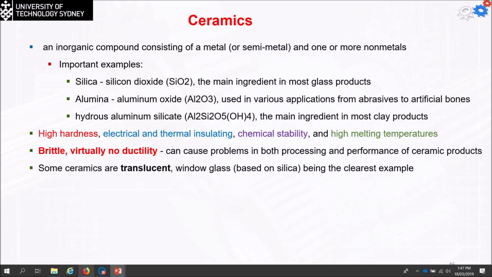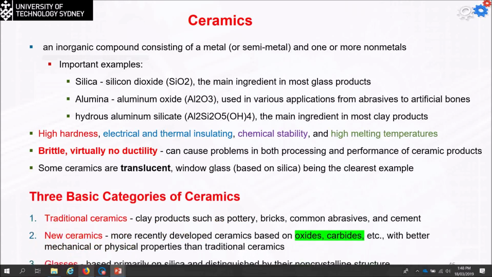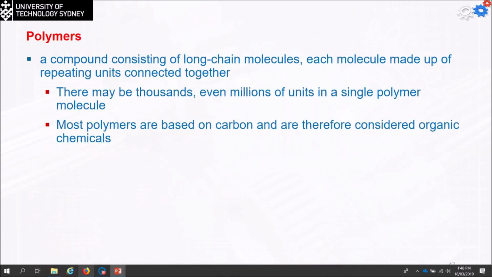The three basic categories of ceramics are the traditional ceramics, the new ceramics, and the glasses. Polymers, we said, are long chains of molecules of mers. Each molecule is made up of repeating units connected together, and they may be in the thousands and even millions of units in a single polymer molecule. Most polymers are based on carbon and are therefore considered organic chemicals.